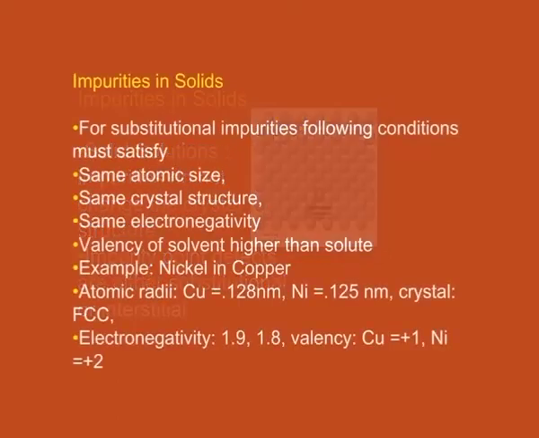For substitutional impurities, the following conditions must be satisfied, that is, the atomic size of the impurity must match with the atom in the crystal lattice. Then the crystal structure of both impurity and the lattice must be same, electronegativity of both the materials must be same, and the valency of solvent must be higher than the valency of solute, because here the crystal lattice is the solvent phase and the impurity is the solute phase. So, we need to maintain a higher valency for the solvent.